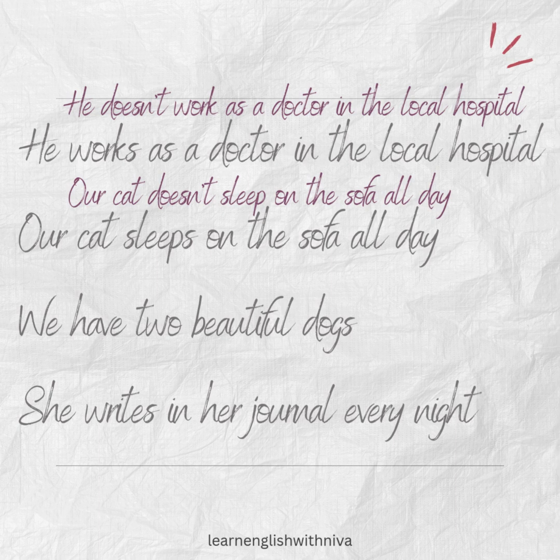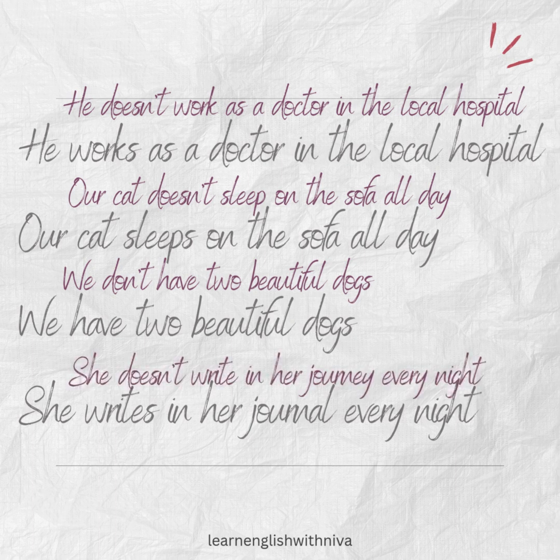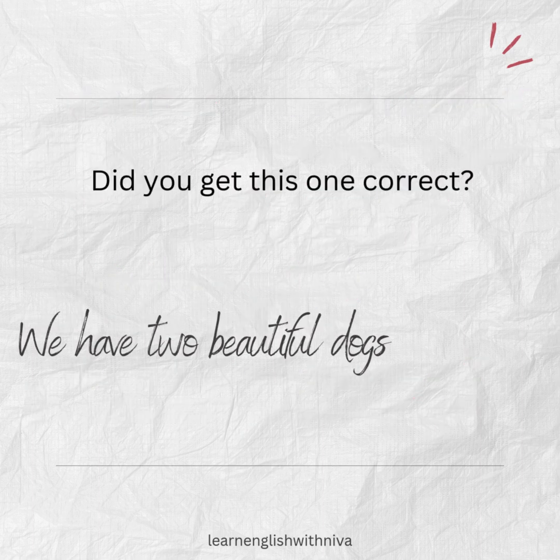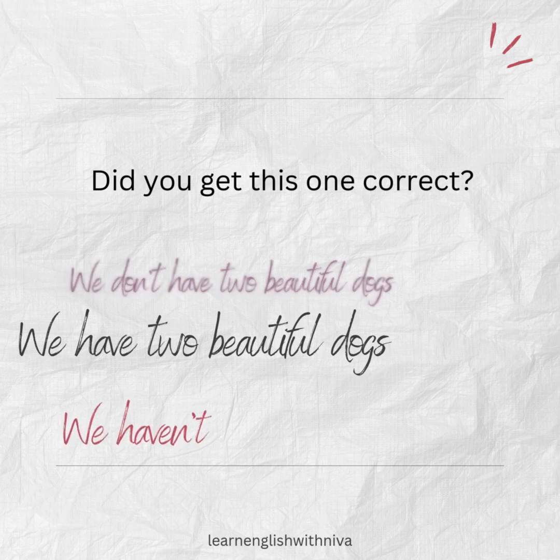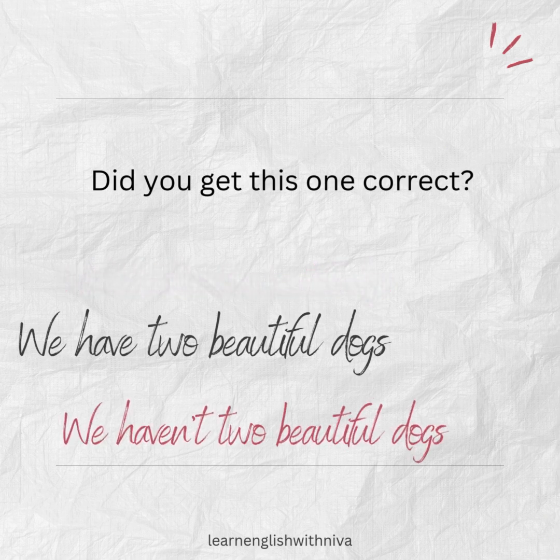We have 2 beautiful dogs. The negative is we don't have 2 beautiful dogs. And she writes in her journal every night. The negative is she doesn't write in her journal every night. Did you get this one correct? We have 2 beautiful dogs, and the negative is we don't have 2 beautiful dogs. Did you, however, write we haven't 2 beautiful dogs?